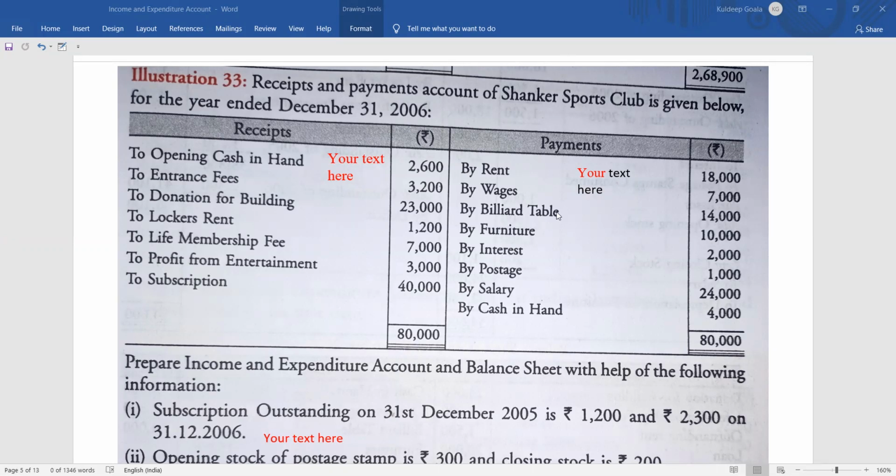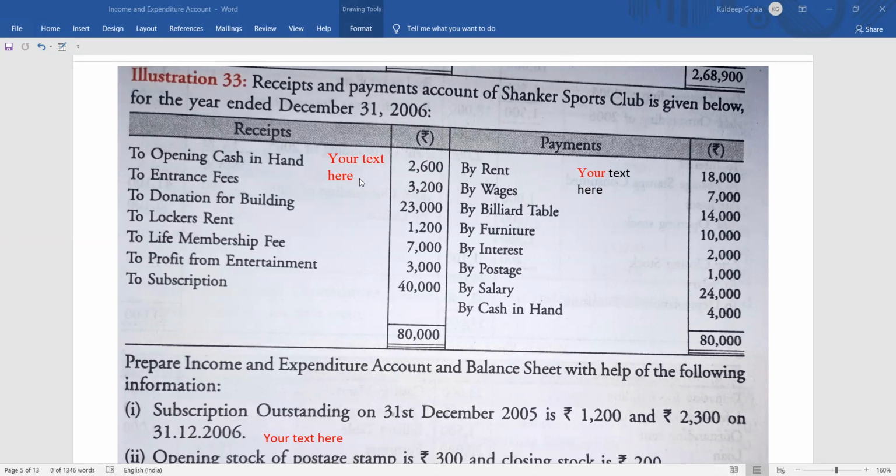NPO, that is not-for-profit earning organization, or accounting for not-for-profit earning organization. And like the previous day's class, today also we are going to take a complete sum where we are going to be learning about preparation of income and expenditure account along with the opening and the closing balance sheet.